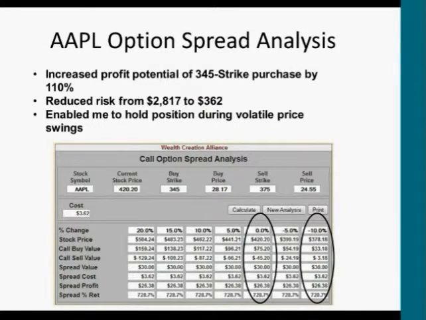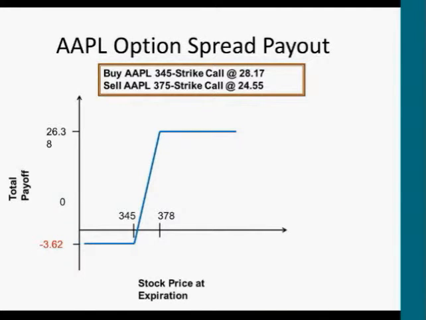And here's a call option spread analysis for this trade. And again, I bought the 345 strike call at 28.17. 11 days later, I sold the 375 strike call at 24.55. So the call option spread analysis shows that if Apple stock remains flat or goes up, I have a 728% return. And if Apple stock goes down 10%, I still have a 728% return. So again, I reduced my risk drastically and increased the profit potential of my option purchase.